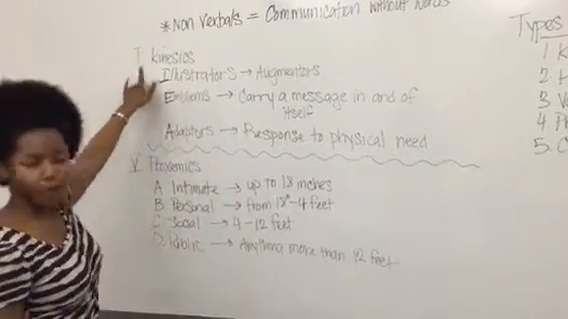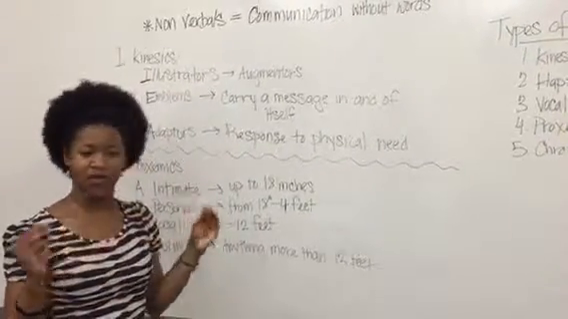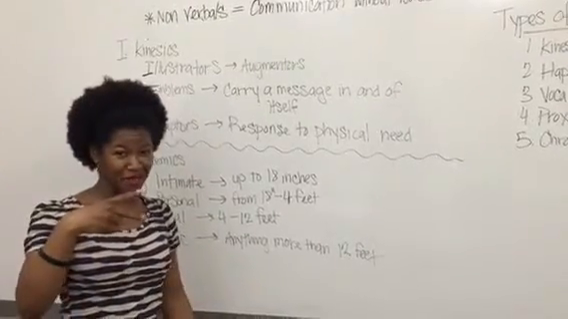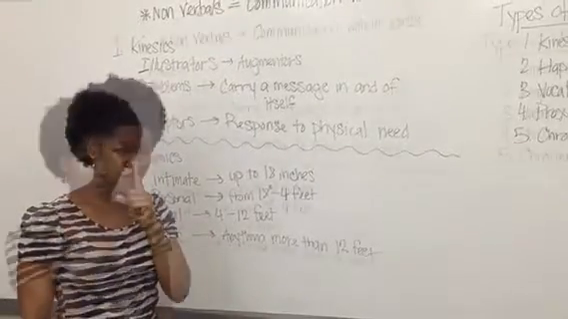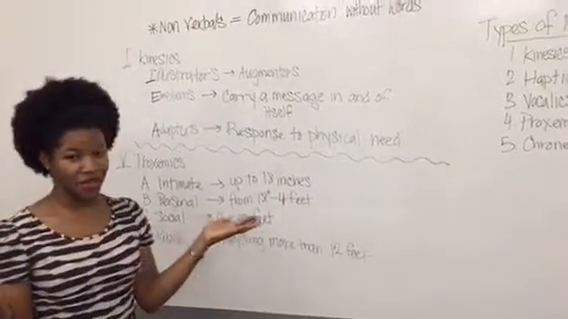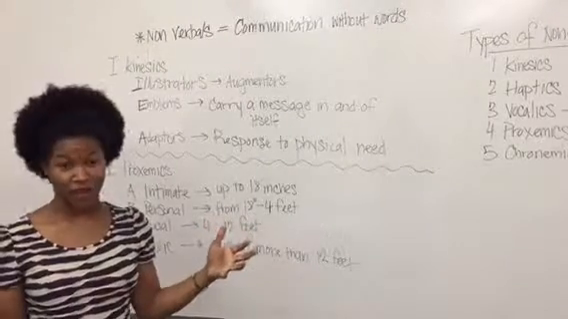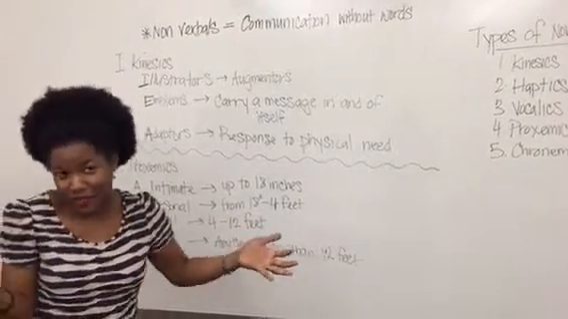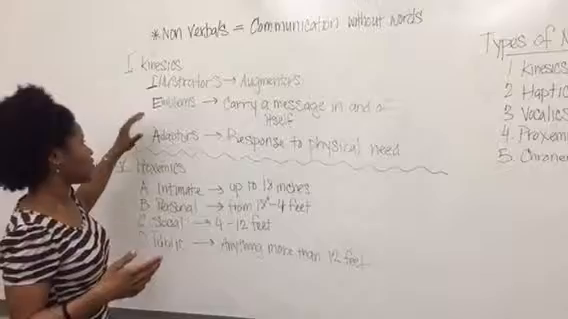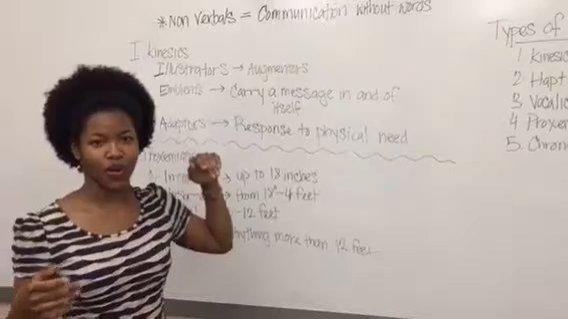Emblems are pretty much the opposite of illustrators. Emblems can stand alone. So I can completely close my mouth and I can do this. Or I can do this and it means something different. Or I can do this. Or I can do this. Now, obviously, all 3 of them are, but that last one in particular is very ambiguous. You have no idea what I did that for. But it is a nonverbal and it can be interpreted. So those are emblems. And then adapters are in response to a physical need.